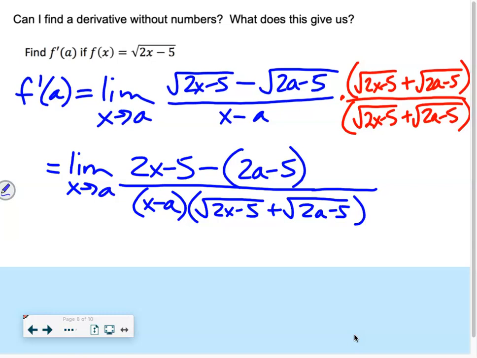All right. It's not awful. This isn't bad at all, right? So now we just combine some like terms on top. So 2x is 2x minus 2a. Now we have negative 5 plus 5, so those are gone.